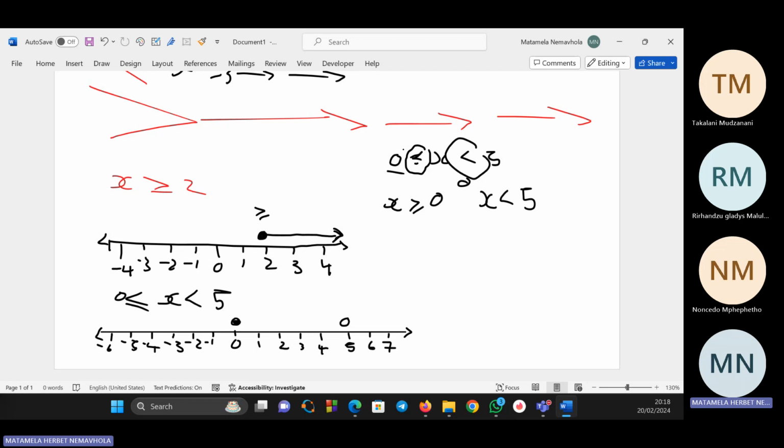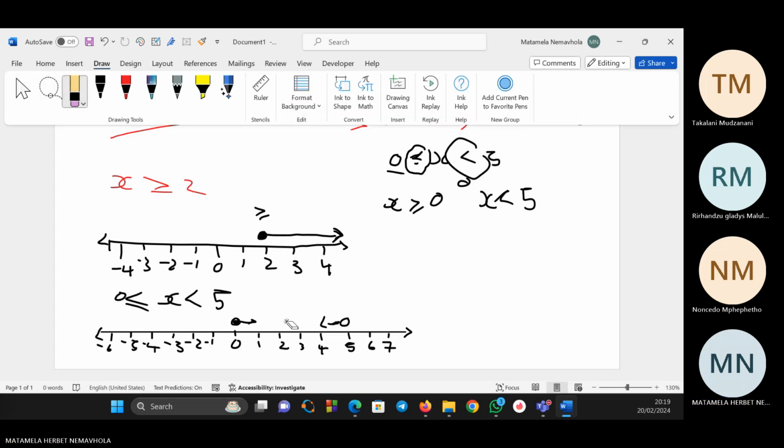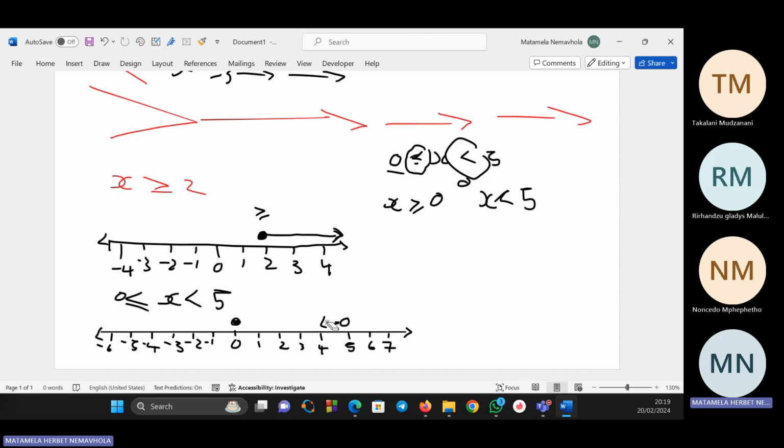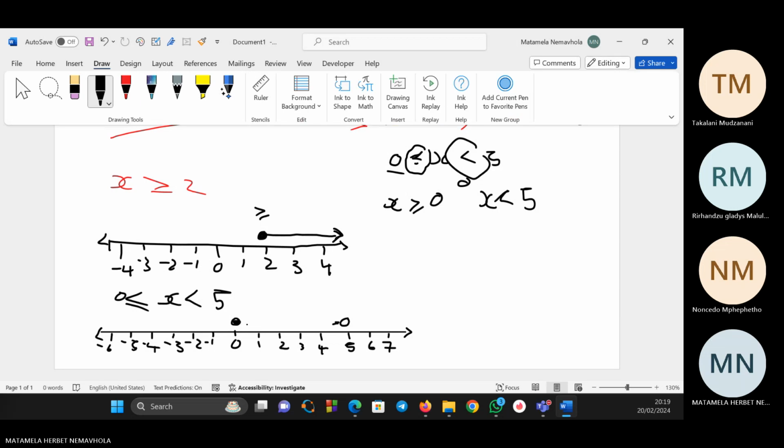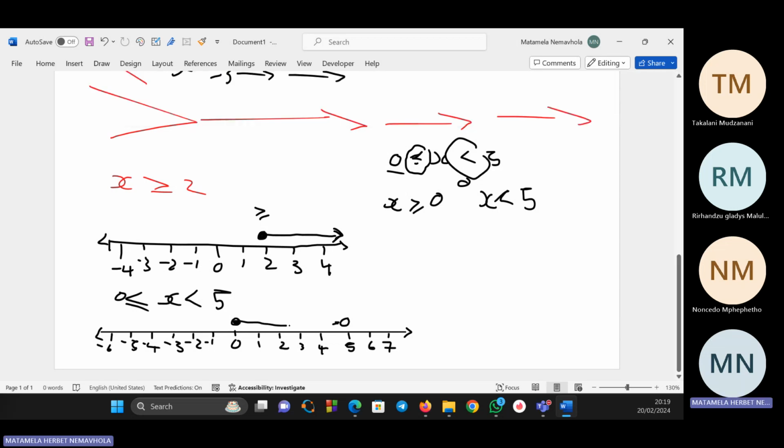Now when you have x is greater than 0, this line is going to go this way, but for x is less than 5, this line is going to go this way. So it means these two lines are going to combine. So when we draw them, we draw it this way. You just join these two circles. See, that's how you draw this one.